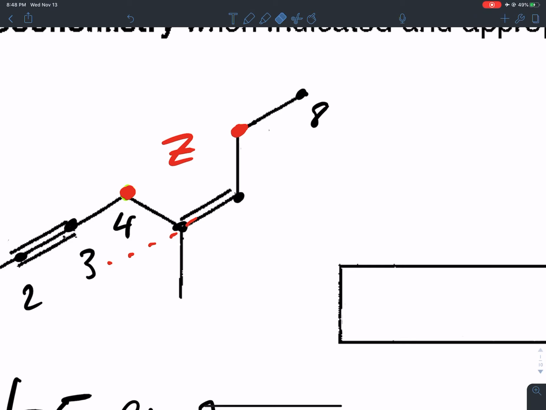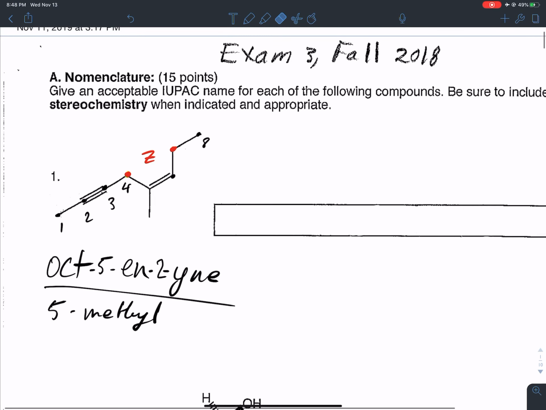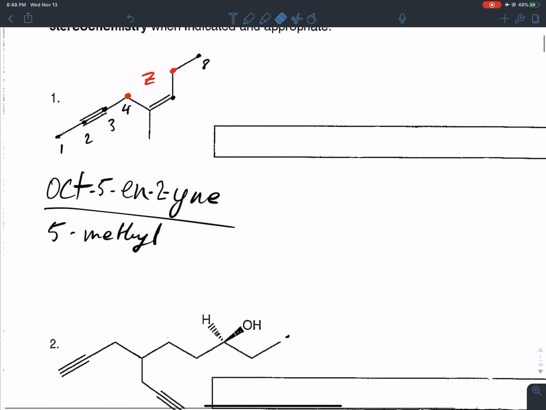If you have any questions about how to calculate E and Z, definitely ask, because it will probably be there. Do we need to put any numbers with Z? No, we don't, because there's only one site that could have E and Z. So you only need to tell people Z, because they'll be like, Z, okay, it has to be that one. There's only one. So you only just put Z.